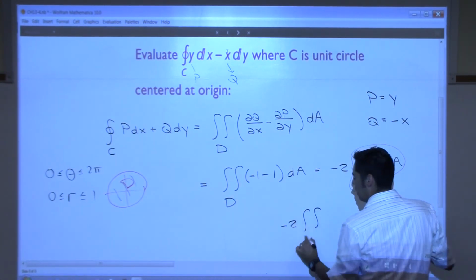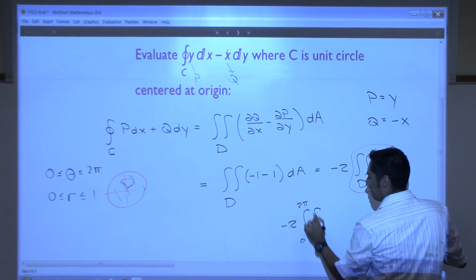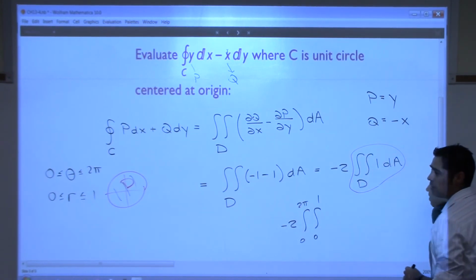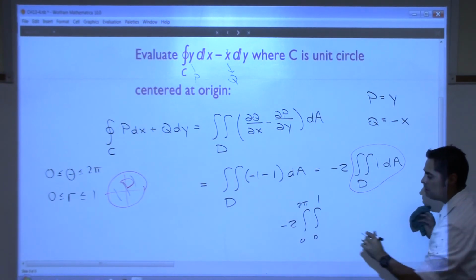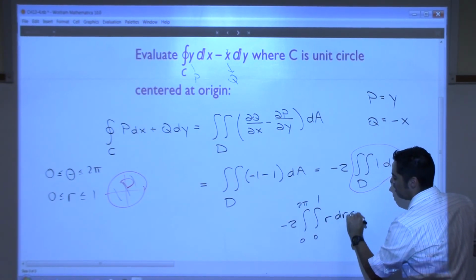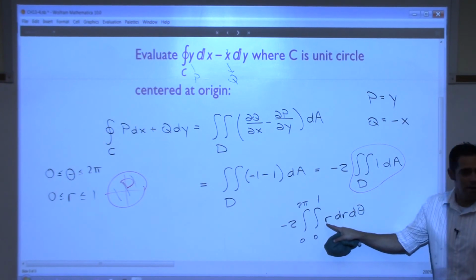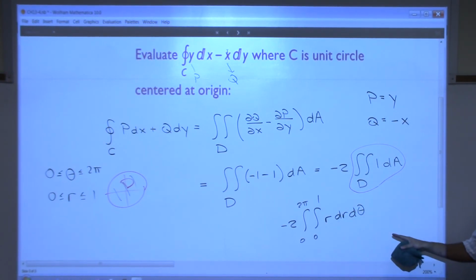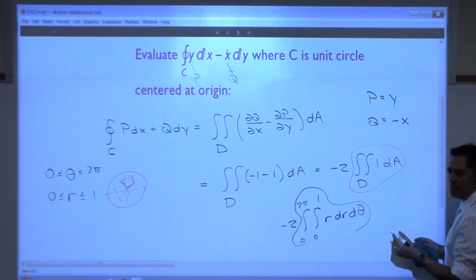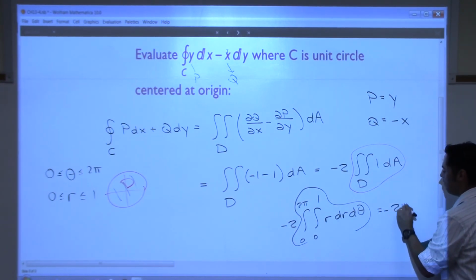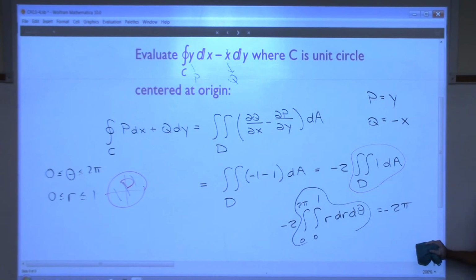-2, integral from 0 to 2 pi, integral from 0 to 1. And what are you integrating? 1, but you went to polar, so r dr d theta. You remember, you always have to remember to pop the r in there. And then if you go through this and do that, you're going to get pi at the end of it all, and then you'll get -2 pi. But that's much cleaner if you can see that, right?